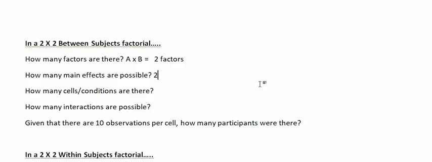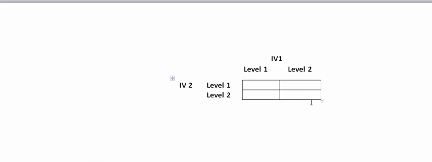Okay, the next question is how many cells or conditions are there? And if I just bring it back to that design, you can kind of see the cells right there. So you know the answer is 4 when you look at it in this fashion.